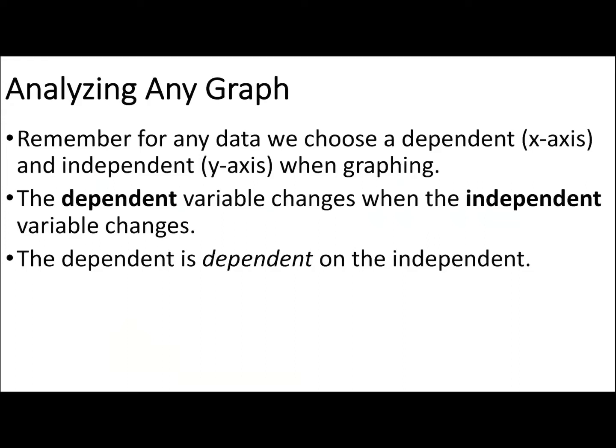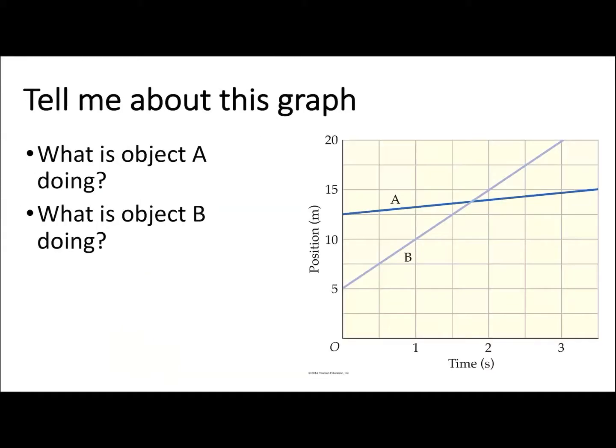And this is any graph that we look at, we have an independent versus dependent variable. What's dependent variable changes when the independent changes? We have the y versus the x. We can get similar ideas about what is object A doing, what is object B doing. We see object A is not moving as quickly as object B does.